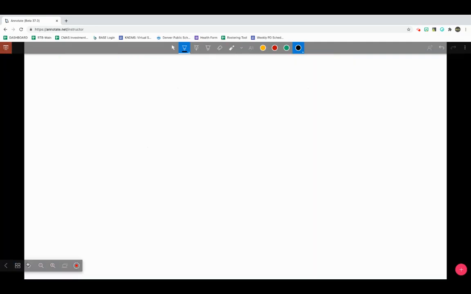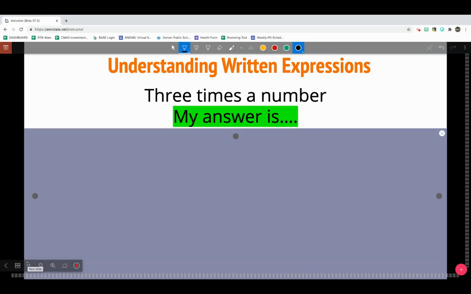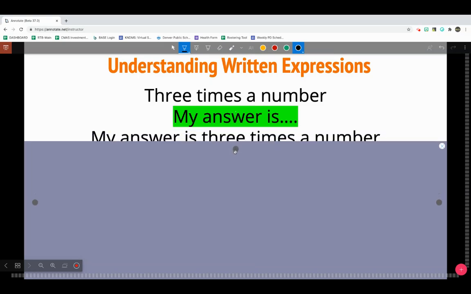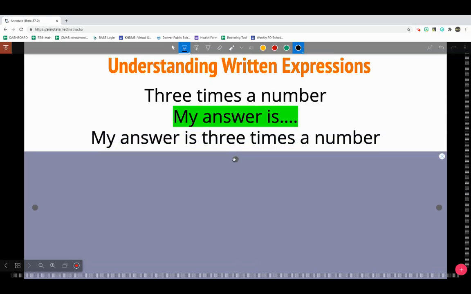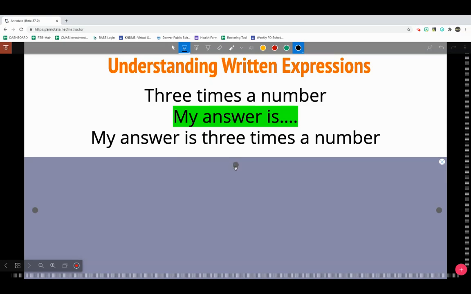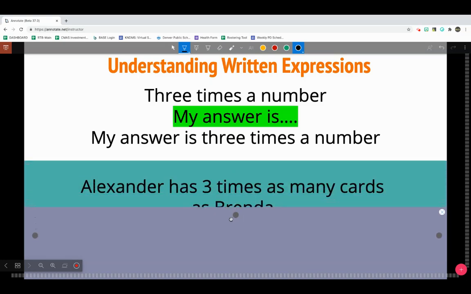Let's do one more. 3 times a number. Once again, because when it's written, it's telling you how to get an answer, I can add the phrase "my answer is" in front. My answer is 3 times a number. So that means if I look at this in context, Alexander has 3 times as many cards as Brenda. If Brenda has 2 cards, I have to multiply 2 times 3 to figure out how many Alexander has.